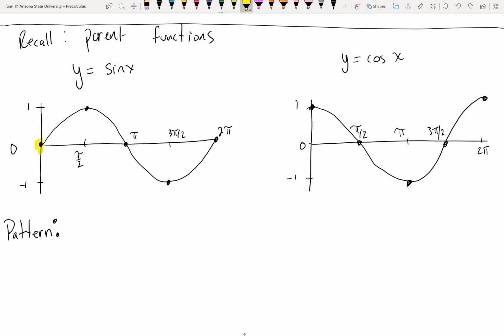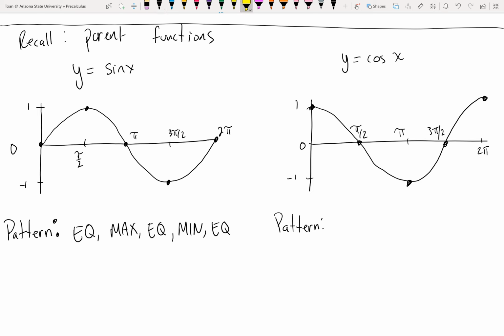How? This point here starts at the equilibrium, starts at 0. This point here goes to a maximum. This point here goes to the equilibrium. This point here is a minimum. This point here is an equilibrium. So that's sort of the pattern that I say in my mind when it comes to thinking about the sine function. Oh, sine always starts at the equilibrium. Then it goes to a max. Then it goes back to an equilibrium, goes down to a min, and then finally back up to an equilibrium. That's sort of the thought process that goes in my mind when I think of sine.